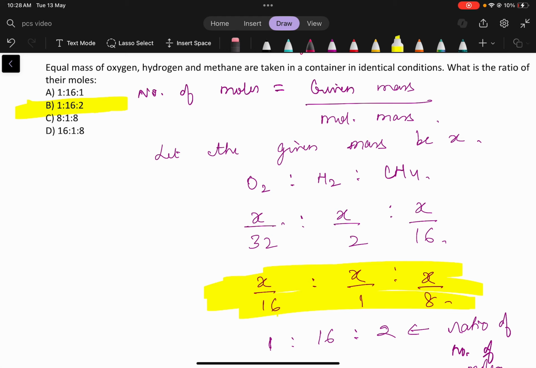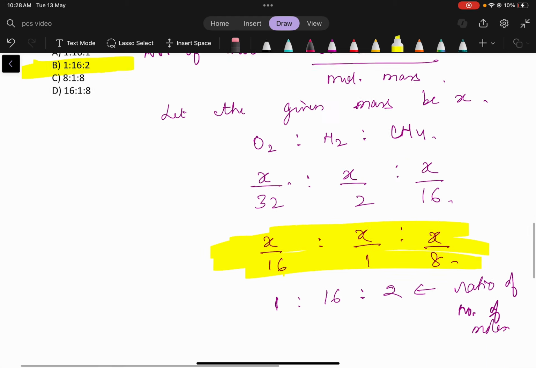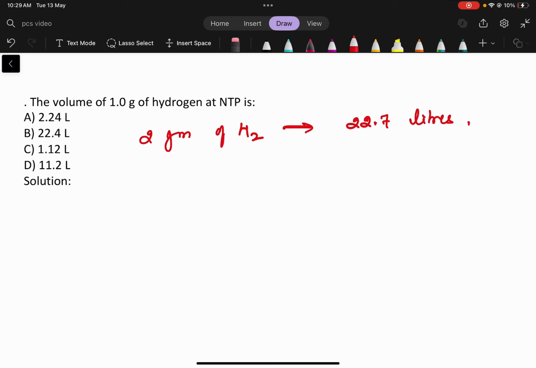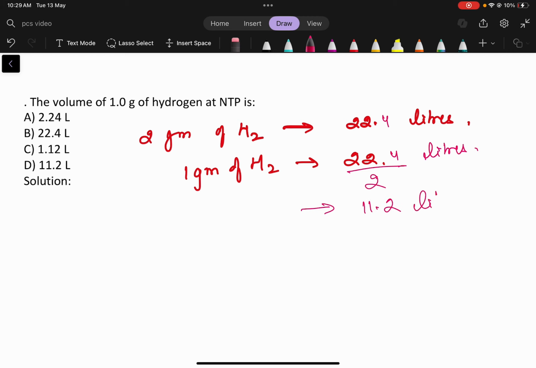Now let's look at the other question. The volume of 1 gram of hydrogen at NTP is what? We know that 2 grams of hydrogen is present in 22.4 liters at NTP. So 1 gram of hydrogen will be present in 11.2 liters.